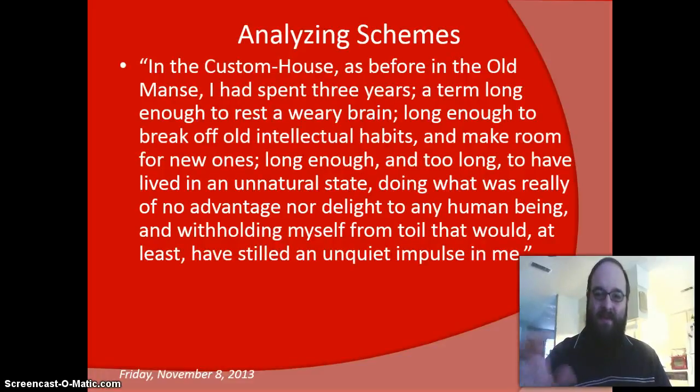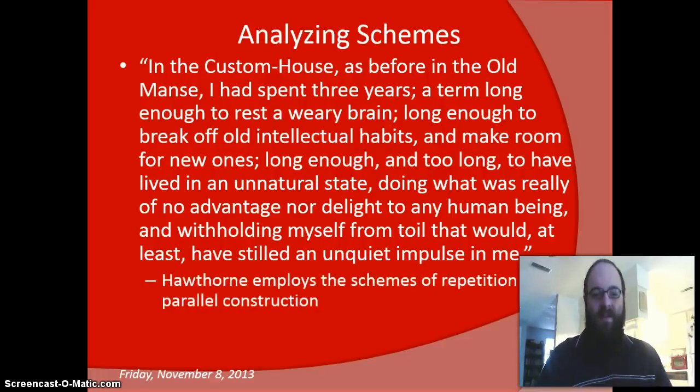"In the Custom House, as before in the Old Manse, I had spent three years, a term long enough to rest a weary brain, long enough to break off old intellectual habits and make room for new ones, long enough and too long to have lived in an unnatural state, doing what was really of no advantage nor delight to any human being, and withholding myself from toil that would, at least, have stilled an unquiet impulse in me." This is from the very end of the Custom House, about the third or fourth to last paragraph, where Hawthorne is declaring that it's time for him to leave the Custom House.